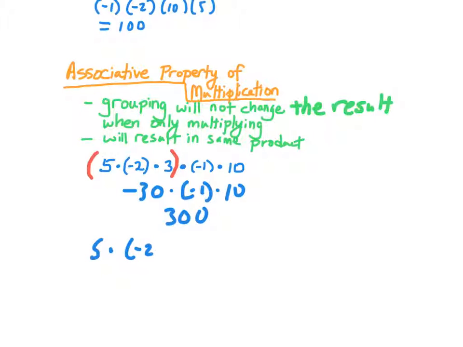Now let me rewrite the expression without changing the order of any of the numbers. Does everybody notice I'm not changing the order of the numbers? That would be commutative property. But this time, I'm going to change the grouping. I'm going to group these three first. Got that?